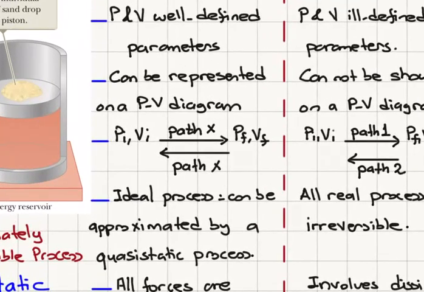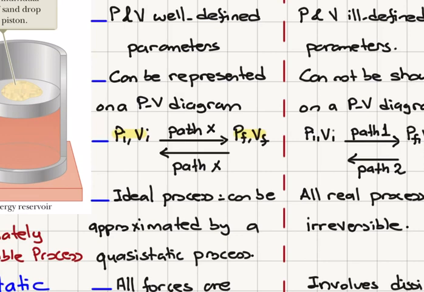If we start with an initial state, P initial, V initial, and then we go to a final state, P final, V final, along some path X, and if I want to go back to the initial state from the final state, P final, V final goes back to P initial, V initial. If this can be established on the same path, so I can achieve this task on the same path X, then I'm going to call this process reversible.